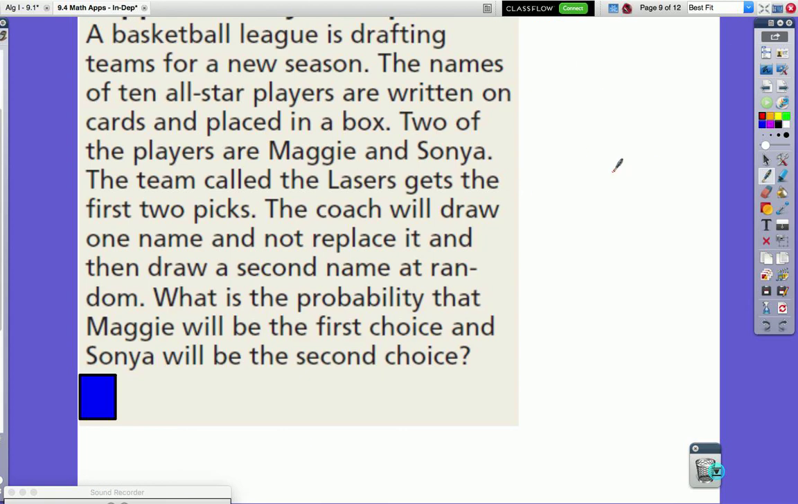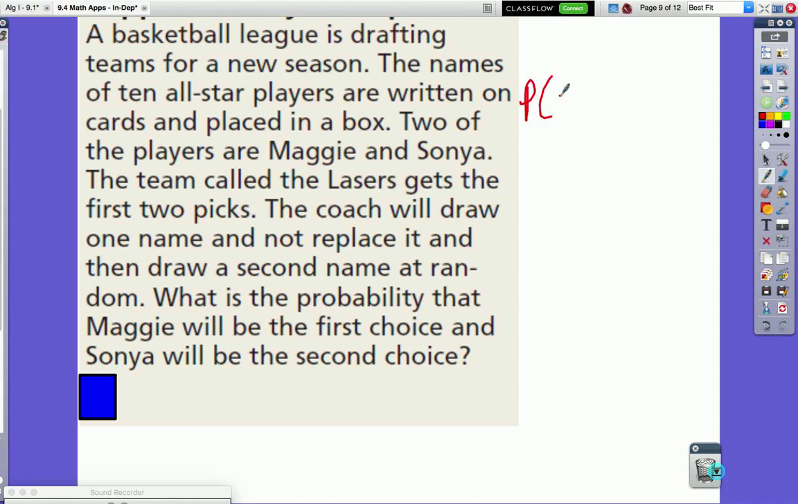Okay, a basketball league is drafting teams for a new season. The names of 10 All-Star players are written on cards and placed in a box. 2 of the players, Maggie and Sonia, are for the team called the Lasers, who get the first 2 picks. The coach will draw one name and not replace it, and then draw the second name at random. Right? What's the probability that Maggie will be the first choice and Sonia will be the second choice?